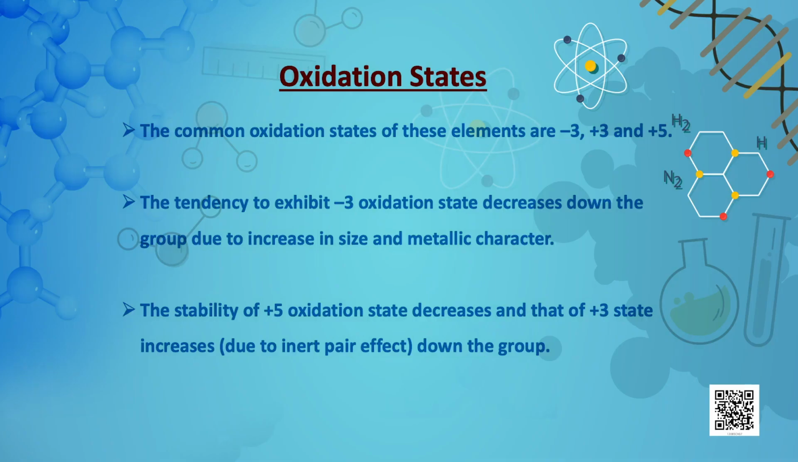The common oxidation states of these elements are -3, +3 and +5. The tendency to exhibit -3 oxidation state decreases down the group due to increase in size and metallic character. The stability of +5 oxidation state decreases and that of +3 oxidation state increases down the group. This is due to the inert pair effect. This is the reason that bismuth(V) is a good oxidizing agent.